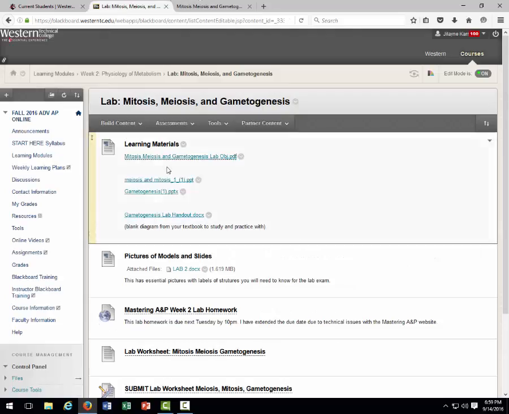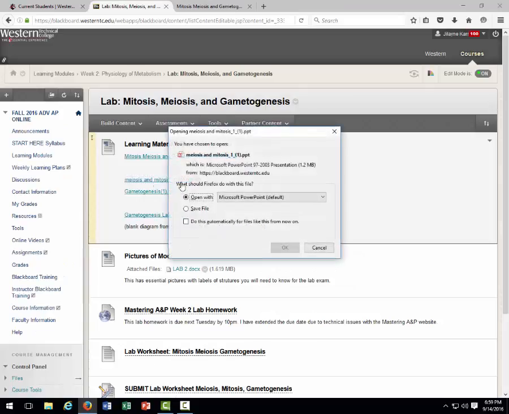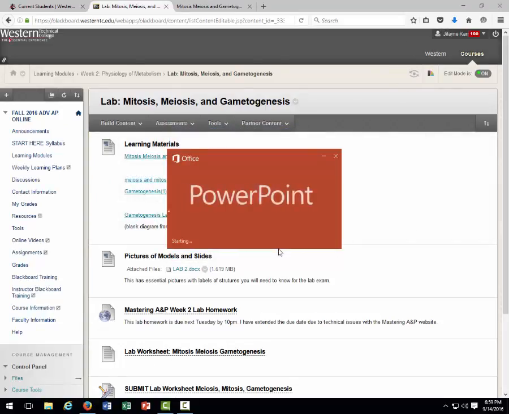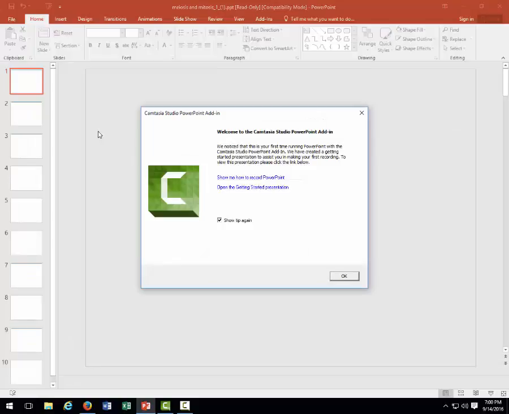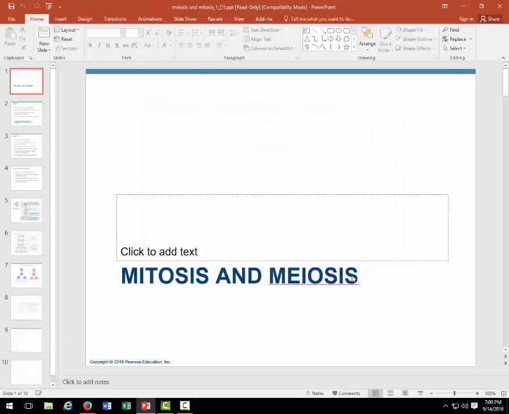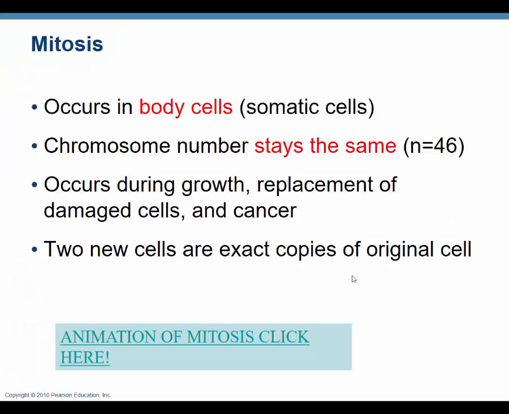Now I have a PowerPoint also for the first part of today's lab. This is the mitosis, meiosis portion. So to review mitosis, a couple of things to remember. This is from General A&P. Mitosis is just making a copy of a cell. So anytime we need to replace or repair or add another cell, we undergo mitosis.